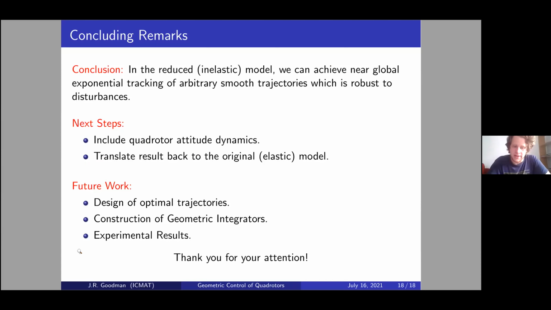And some future work we'd like to work on is the design of optimal trajectories to track, maybe in terms of something akin to Riemannian cubic polynomials, then to construct geometric integrators for more accurate simulations and long-term behavior, and then finally to conduct actual experimental results.